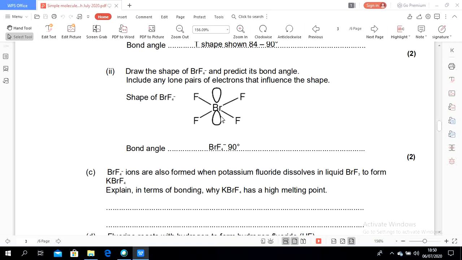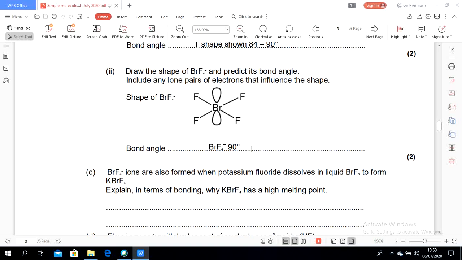We have to adjust this one. Based on the concept of VSEPR, lone pairs repel the most. So lone pair and lone pair repel the most. Lone pair with bond pair repel less. But the least is bond pair and bond pair. So bond pair and bond pair repel the least.